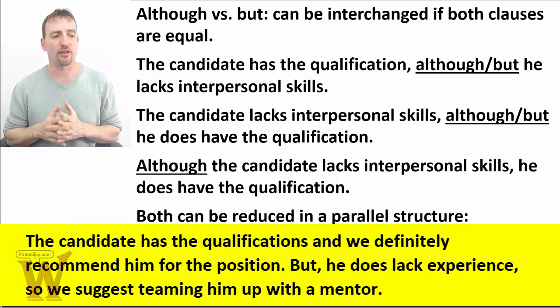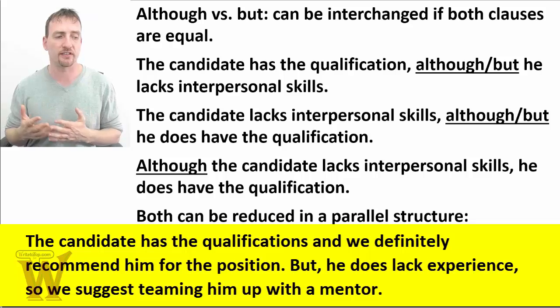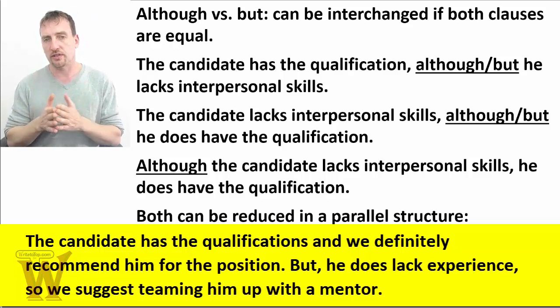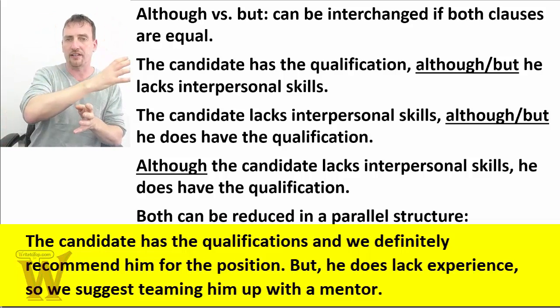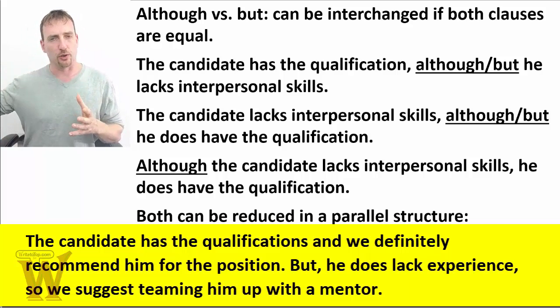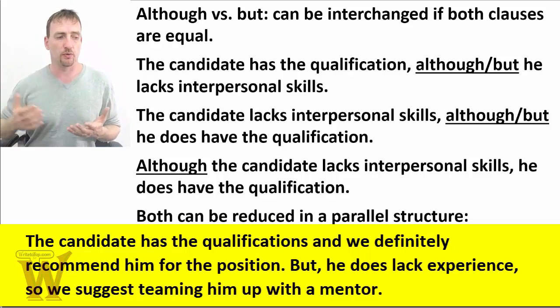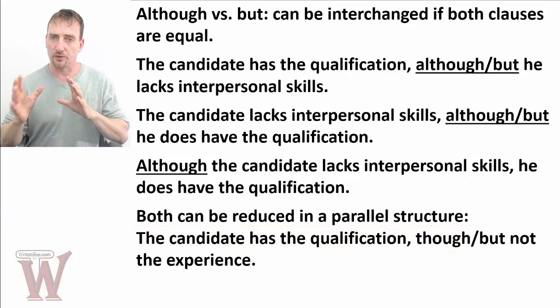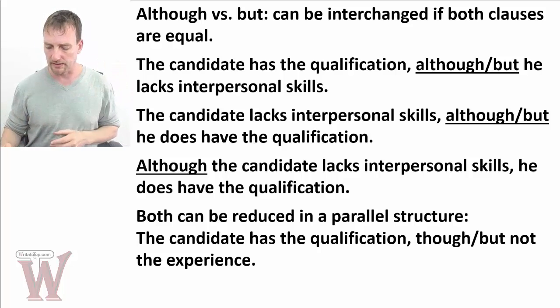The candidate has the qualifications, and we definitely recommend him for the position, period. But he does lack experience, so we suggest teaming him up with a mentor. Here you notice I'm starting the sentence with but, and the whole but is for the whole entire clause. Here's the result of this contrast, but there's also a solution, basically a proposition for a solution. So we suggest doing something with him. So you can do it that way, but again, if you're not 100% sure, just avoid it and stick to the irregular conjunctions as well.